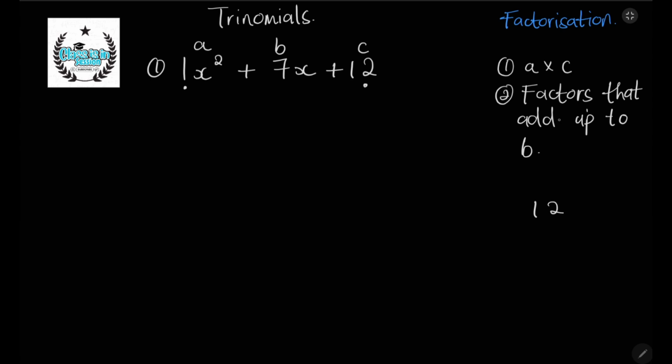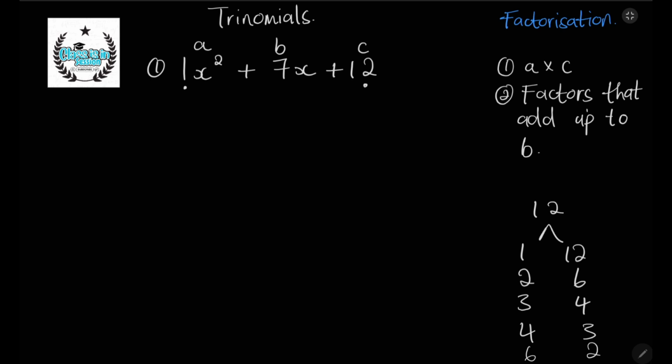Now you have to find the factors of 12, this number that you just calculated, that will add up to 7. Okay? So we start with 12 divided by 1. It's obviously 12. Then 12 divided by 2, we get 6. 12 divided by 3 is 4. 12 divided by 4, we get 3. 12 divided by 5 doesn't really work. 12 divided by 6 is 2.